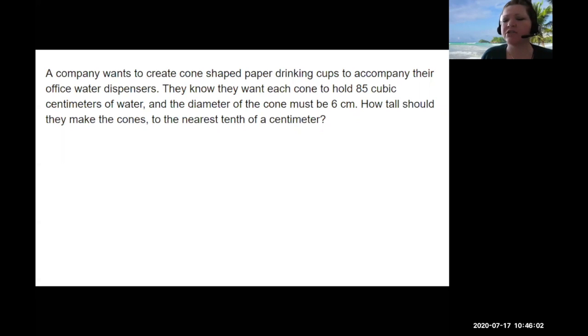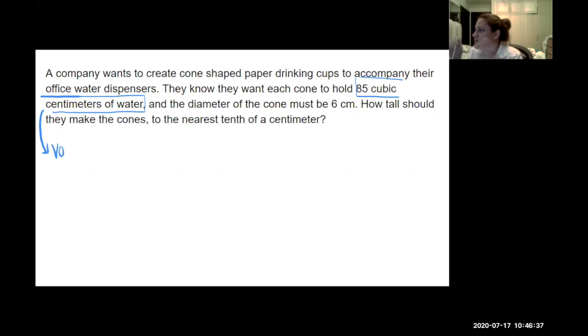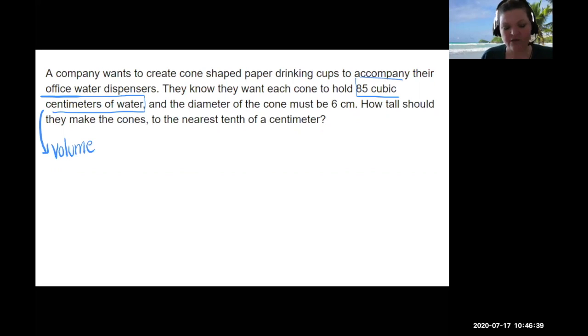What are they asking me to do or to find? The volume? Volume's involved. We know the volume. Here's the volume, 85 cubic centimeters. How did I know this was the volume? Because you told us before, it's when you are filling something. Yes, the water is filling the cone.